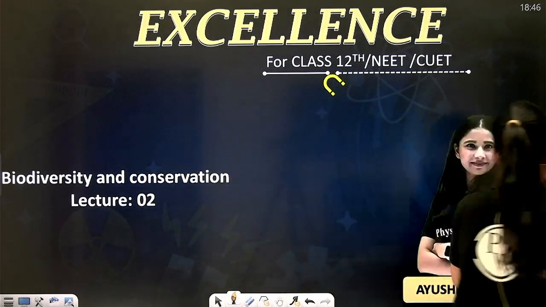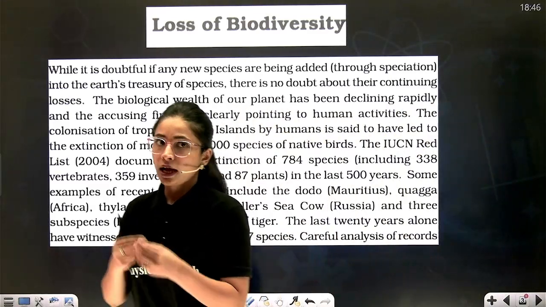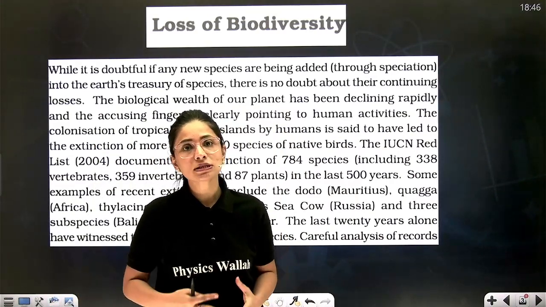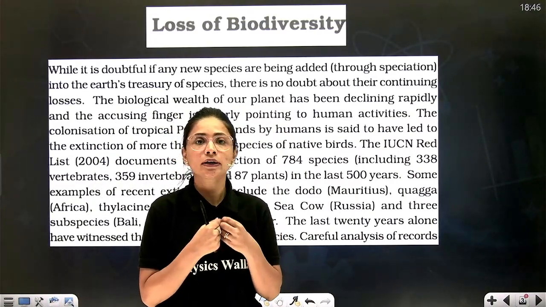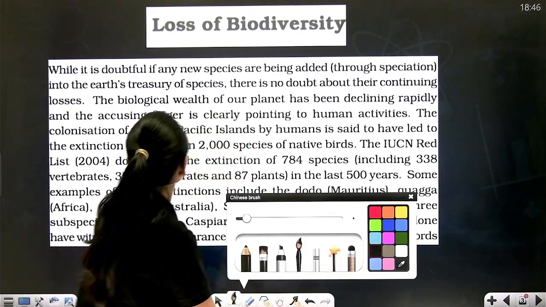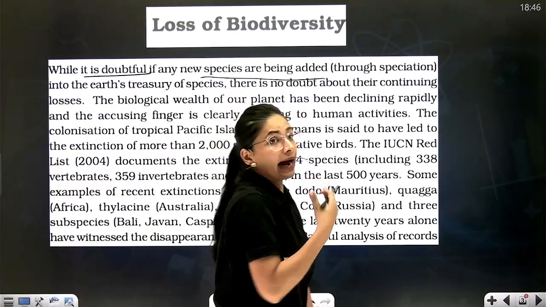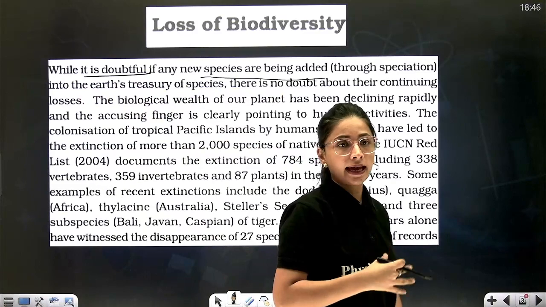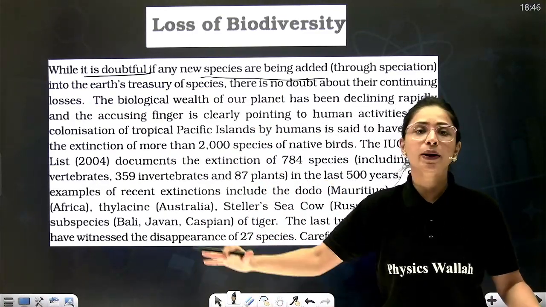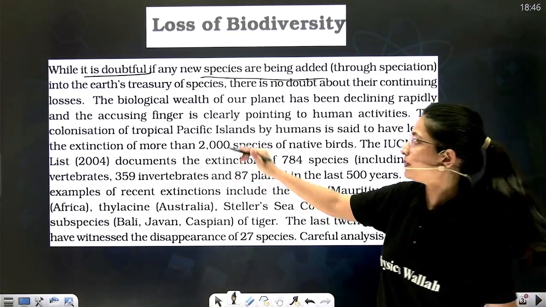So today we are going to start with the topic loss of biodiversity. Again, mainly due to human activities, we are losing these species on earth. Let's read what NCERT says for this. It is doubtful if any new species are being added. ये कहना मुश्किल है कि कोई नई species add हो रही है. But yes, it is very easy to say that every day we are losing so many species.